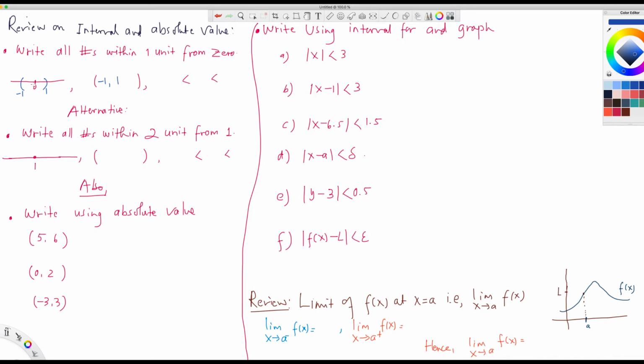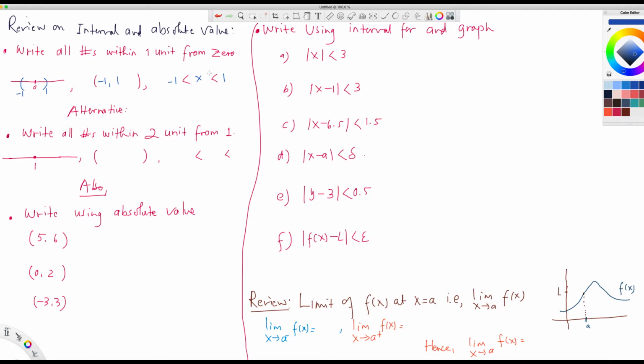This is the interval notation. This is the graphical way to write all the numbers within 1 unit from 0. See, this is 0 in the middle. Within 1 unit from 0 is from -1 through 1. Okay, in the interval notation, that is how you write the numbers. But using the inequality, you can write -1 is less than x is less than +1. This is another way of writing exactly the same thing: all the numbers within 1 unit from 0.